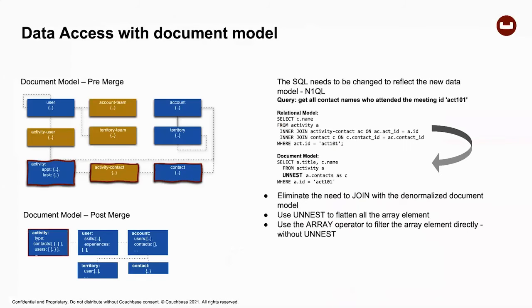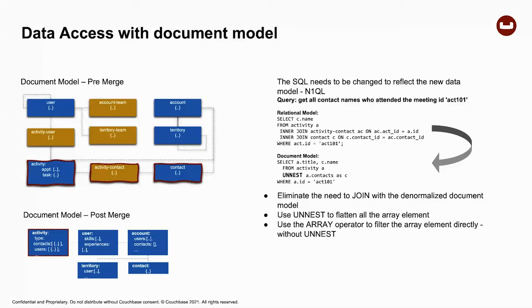So let's talk about data access of the model after the merge. Notice the difference between the pre and post merge. All of the many-to-many yellow objects have been eliminated. They are not needed anymore. This is because in the case of activity contact, you only need to perform a single read of the activity to get all of the account contacts who attended the activity. Likewise, a single read to get all the participating users in the activity.